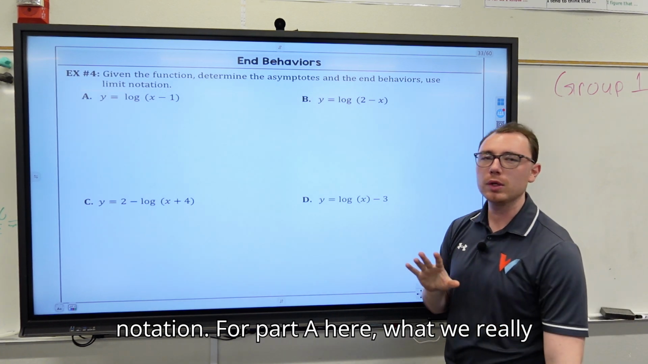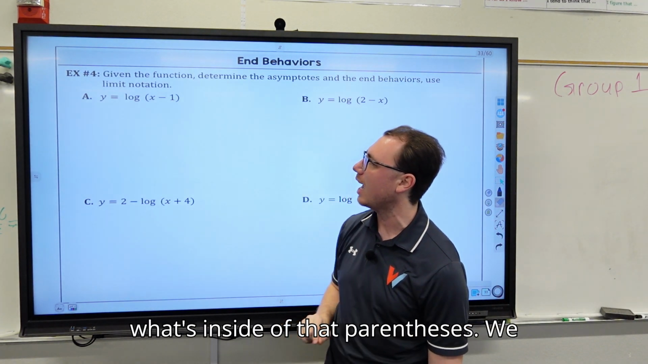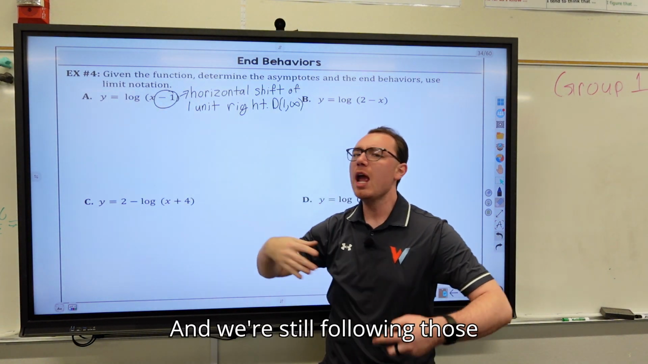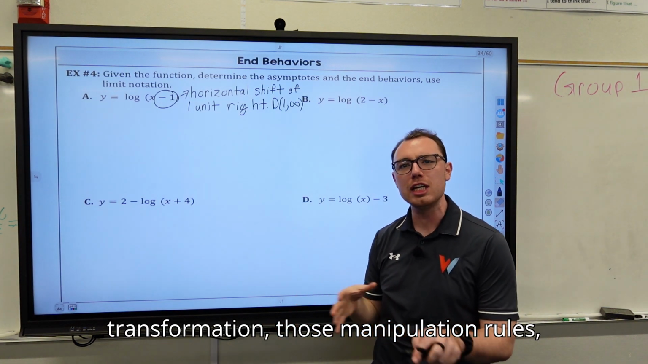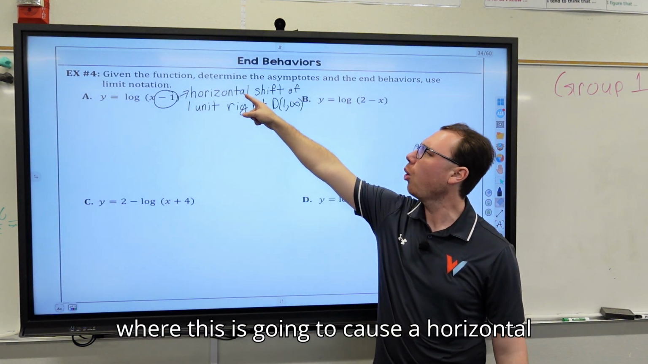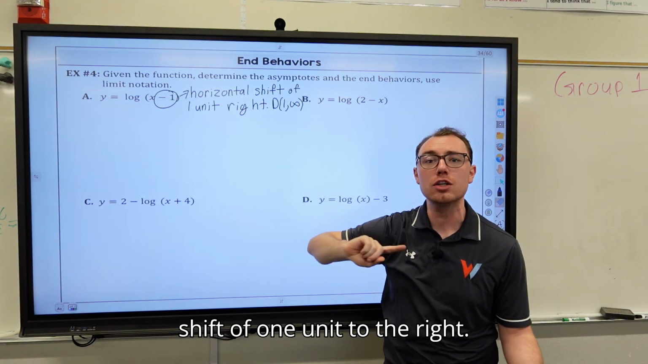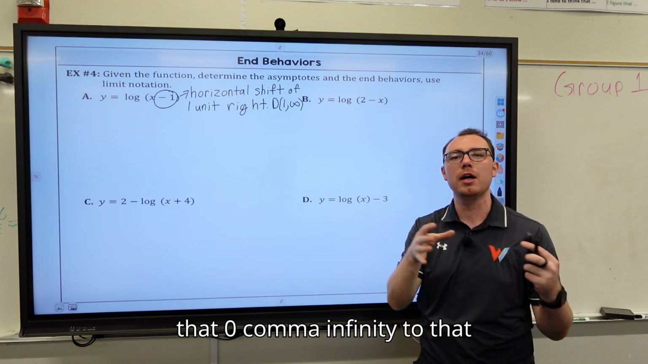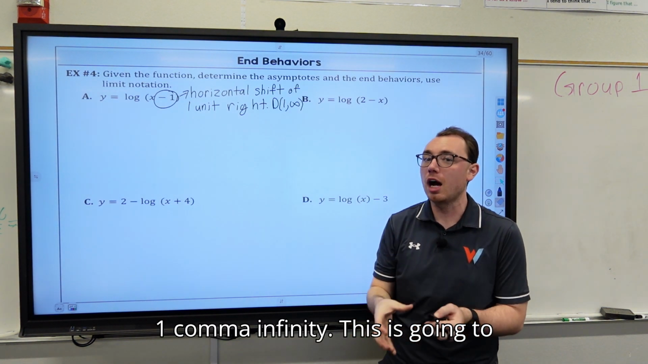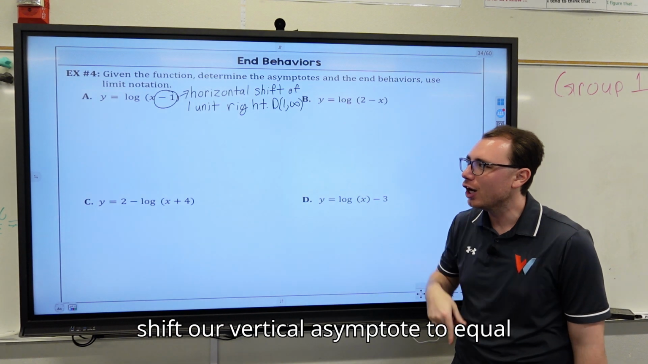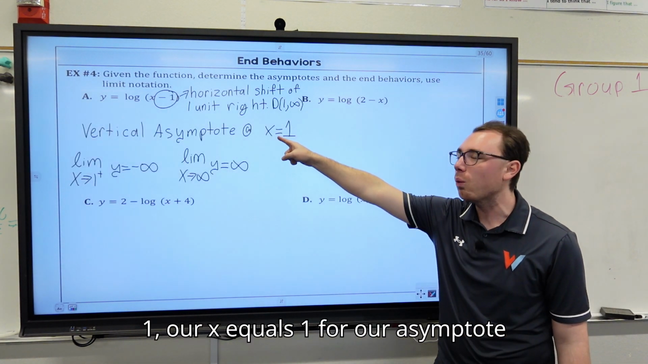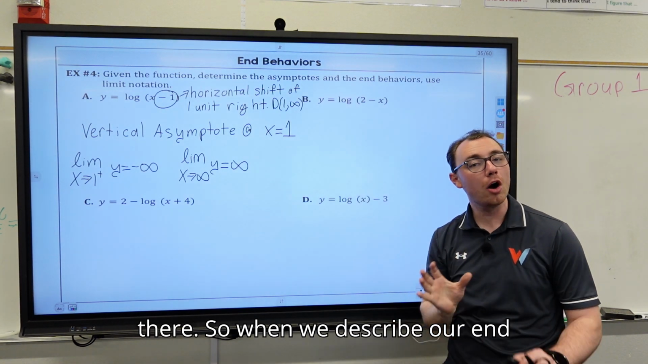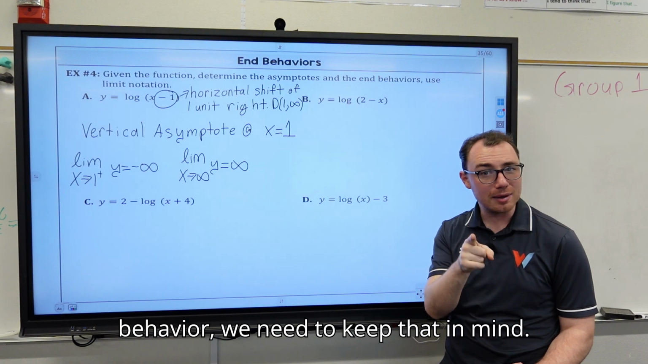For part A here, what we really want to take a look at is just what's inside of that parenthesis. We have that -1 affecting our x, and we're still following those transformation rules, where this is going to cause a horizontal shift of 1 unit to the right. So it's really shifting our domain from 0 to infinity to 1 to infinity. This is going to shift our vertical asymptote to x equals 1. So when we describe our end behavior, we need to keep that in mind.